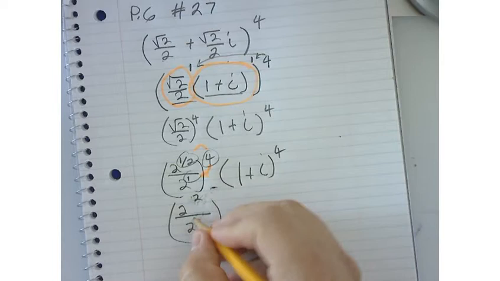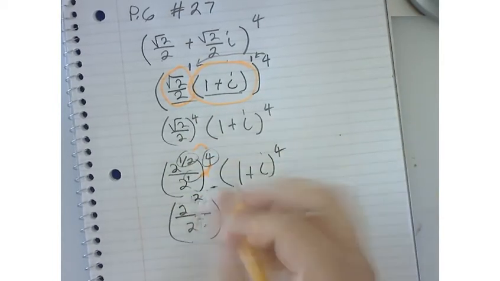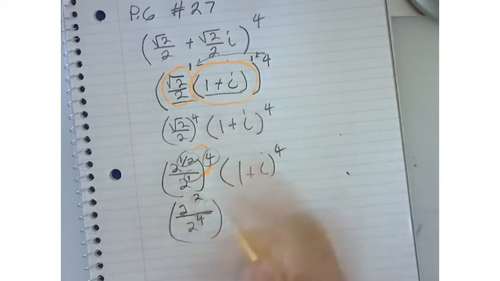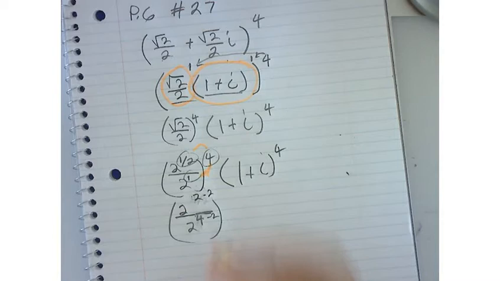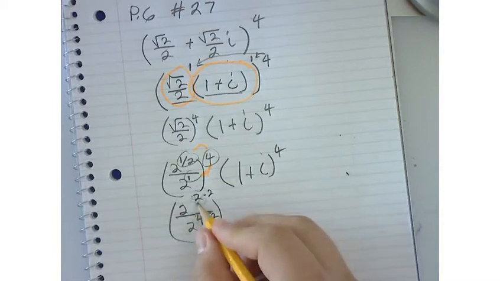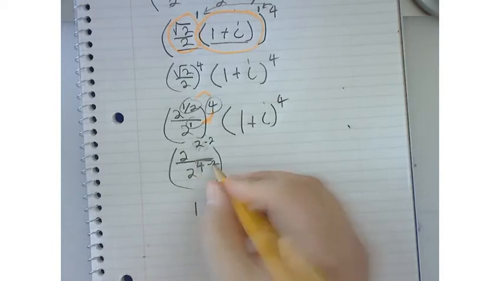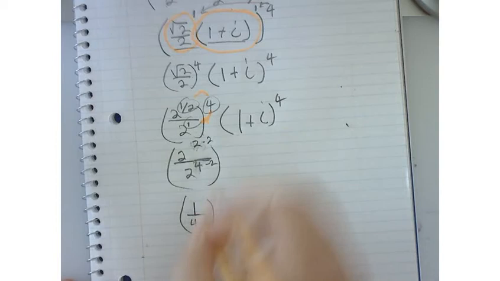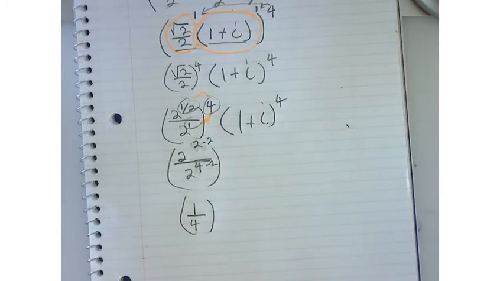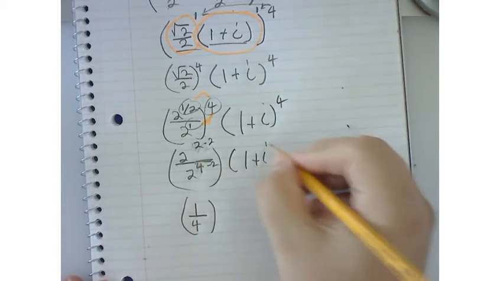By the way, I can reduce that. Tried to get ahead of myself. If I subtract 2 here and subtract 2 here, I've got 2 to the 0, which is 1, and then I've got 2 squared, which is 4. So that worked out pretty good, huh? So now I just need to deal with this business here of 1 plus i to the fourth.